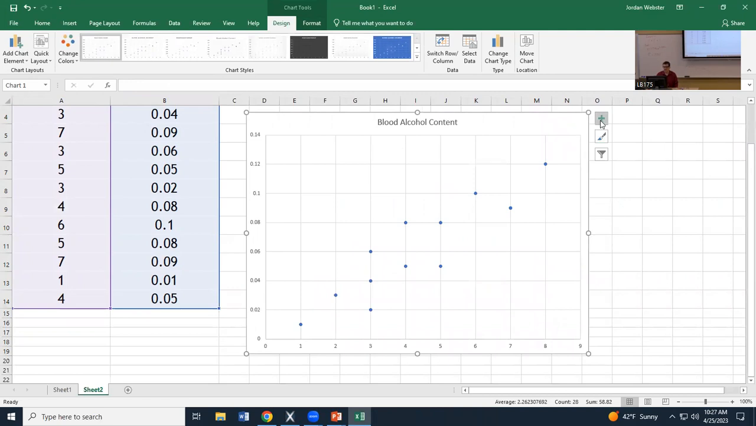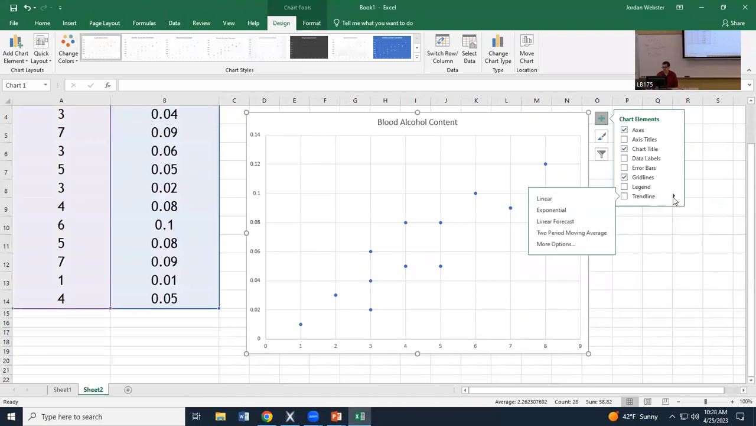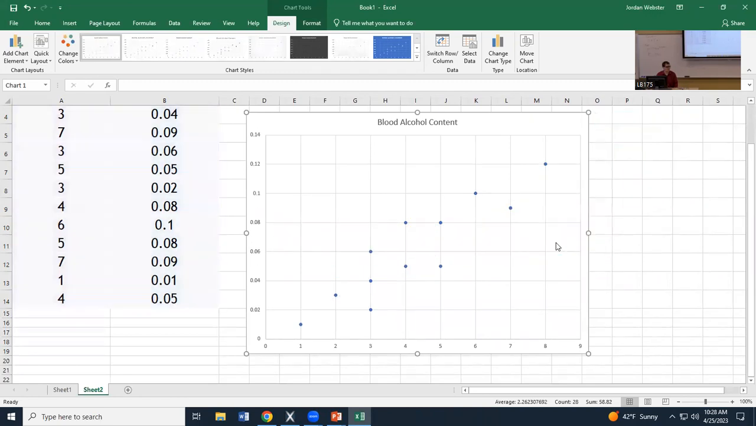And then I hit this plus symbol. If you don't see the plus symbol, just right click on the chart. Hit the plus symbol, trendline. And then I like to always go to more options, even though I see the linear option right there.